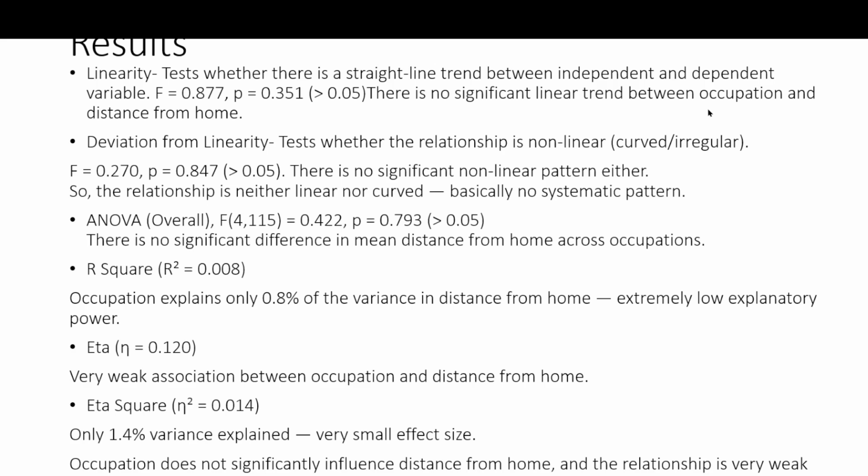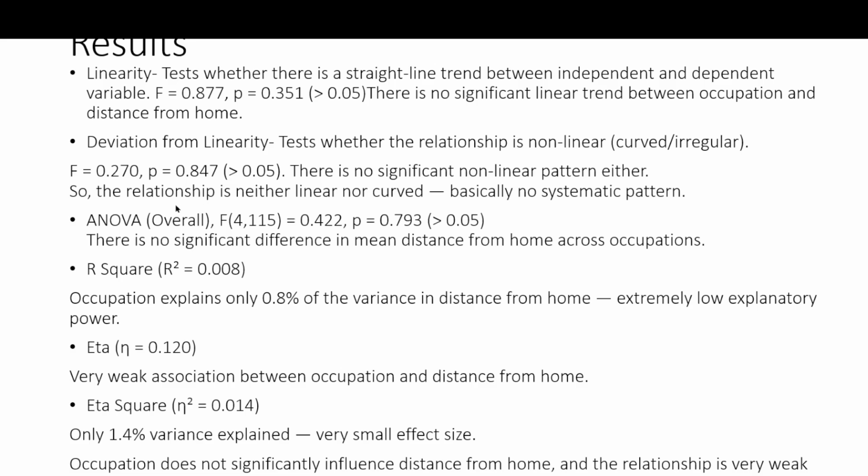What does it mean? It means that if we increase the categories of occupation, the dependent variable distance from home does not indicate any linear trend. So it is non-significant. Now second is deviation from linearity. If there is no linear trend, then there may be a possibility that other non-linear effects will be there, such as curved or irregular. So this test indicates whether the relationship is non-linear. That means it indicates whether there is a curved or irregular relationship between the independent variable and the dependent variable.